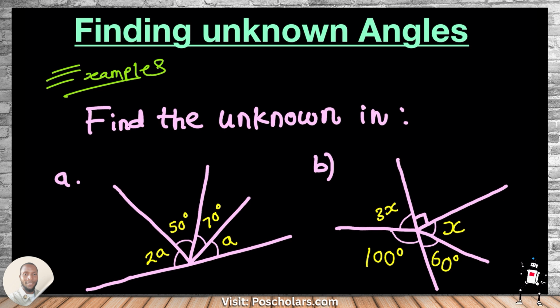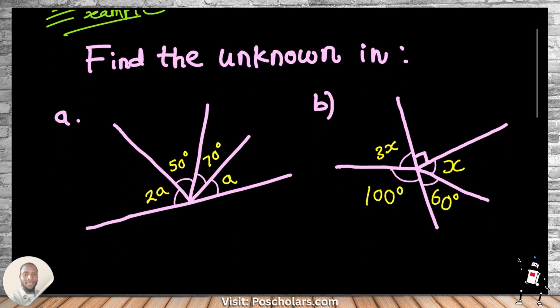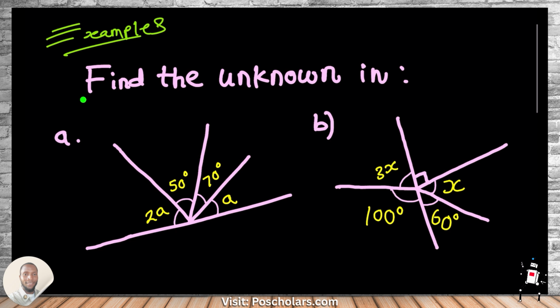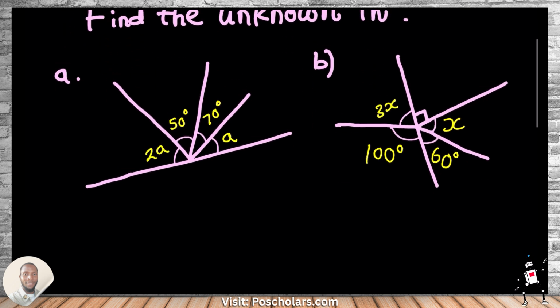So the title of this video is Finding Unknown Angles. If you have been following me, you would have observed that I've already touched the foundation of angles: the types of angles, the properties, and the relationships. We have done it in a previous video. So there are two examples we are going to solve right away. This is the first example and this is the second example. Now the question says find the unknown. So let's check the first one.